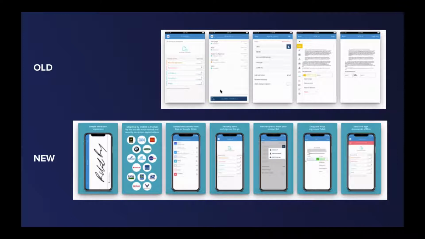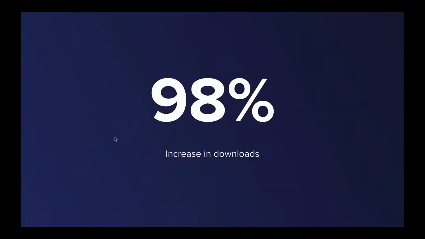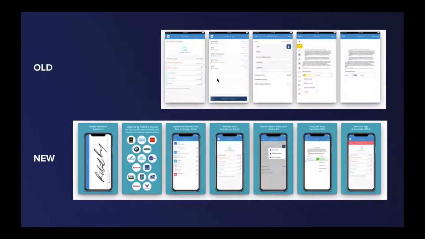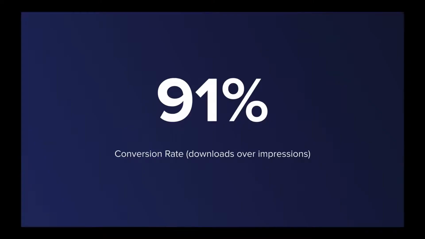Again, we didn't change the keywords. All we did was go from this thing to this thing. We saw a 98% increase in downloads. 98%. That's double the downloads just by changing the screenshots from this, all right, granted it was pretty ugly, to this beautiful one. I'll show you some of the things that you definitely want, but we also saw a 91% increase in conversion rates. That's downloads over impressions.